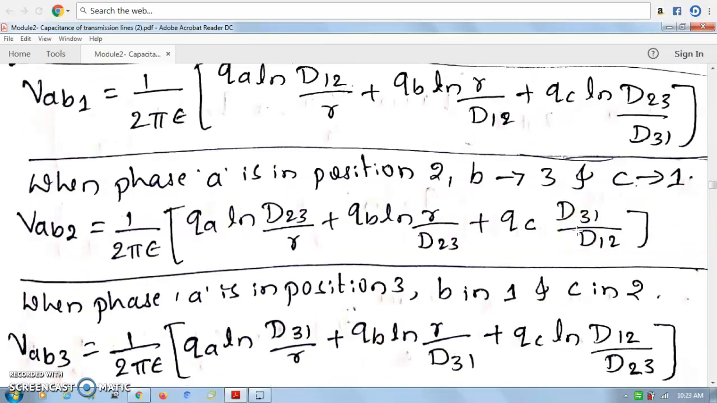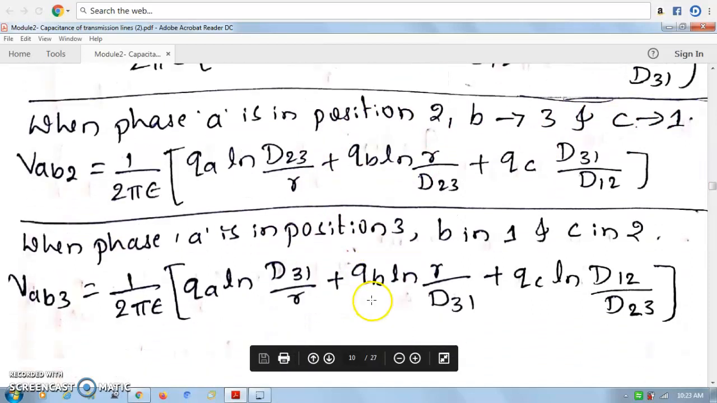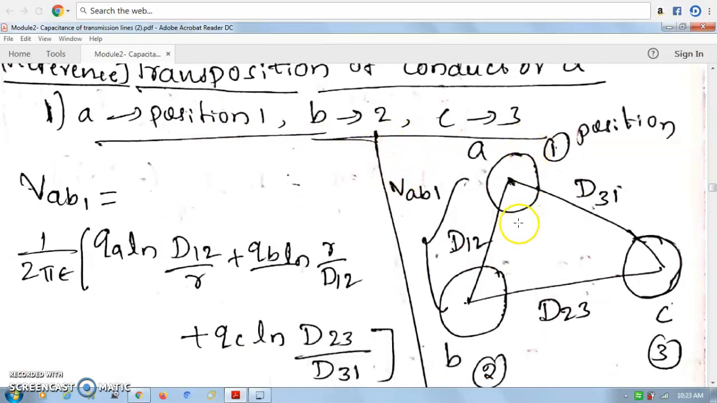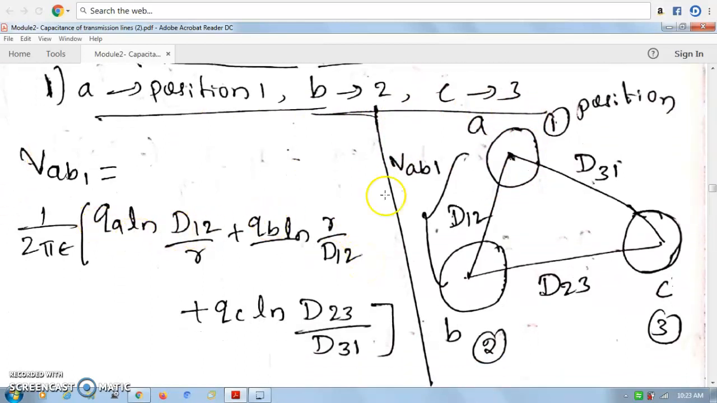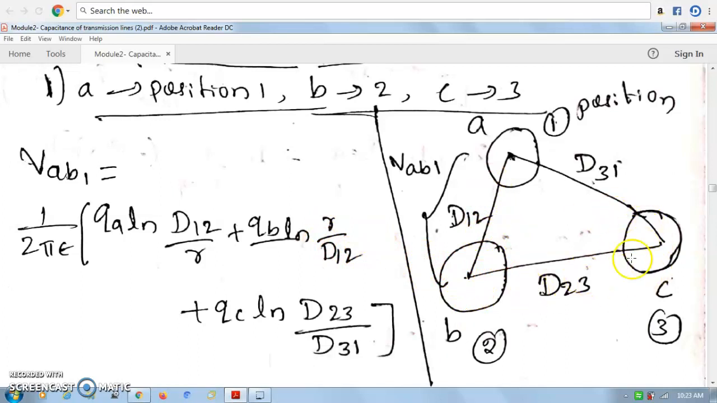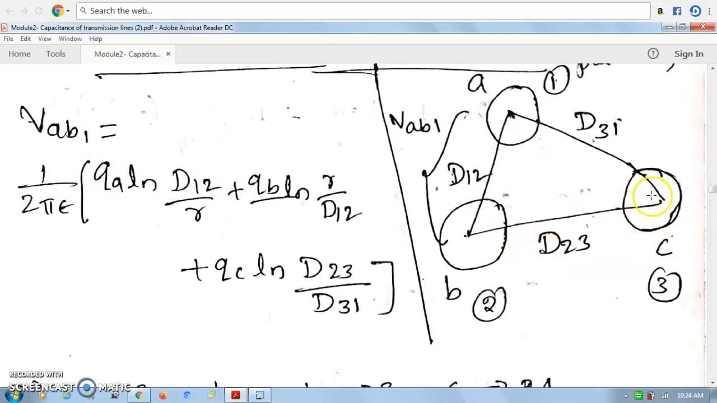Next, when A is the second position, B is the third position, C is the first position, and next A is the third position. For reference, we go through this diagram. When A is first position, B is second position, C is third position, that is the first equation: QA into ln D12 divided by R, and for QB this is reverse, R by D12. For QC, D23 divided by D31. Remember, B divided by A you have to take, because here second is B, first one is A. With respect to C, you have to take B divided by A, BC divided by AC, D23 divided by D31.